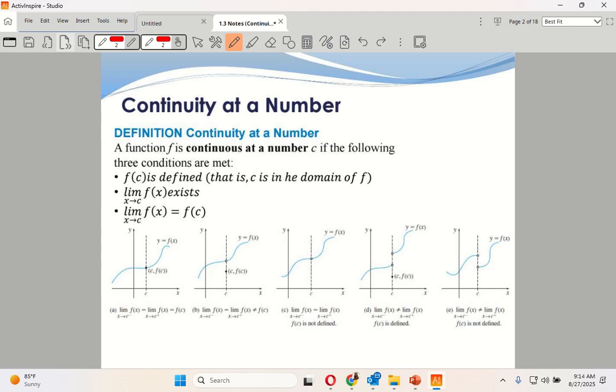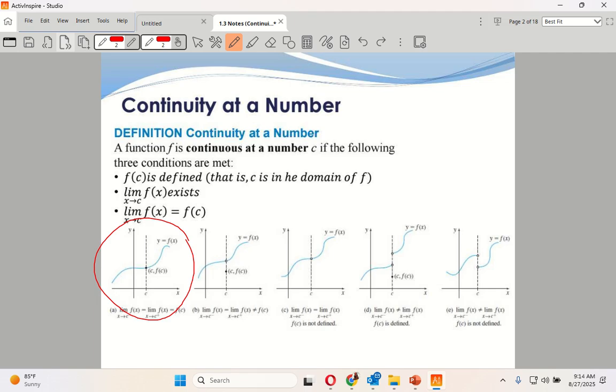Second, the limit as x approaches c exists. That means both the left side and right side have to go to the same number. Third, the limit is equal to the function value. So the left side and right side go to the number, which means the limit exists, and that limit is equal to f of c. So they are both going to a closed dot in between. Left side and right side are both going to a closed dot. That would be this example: left side and right side both go to the same number, and it's equal to the function.